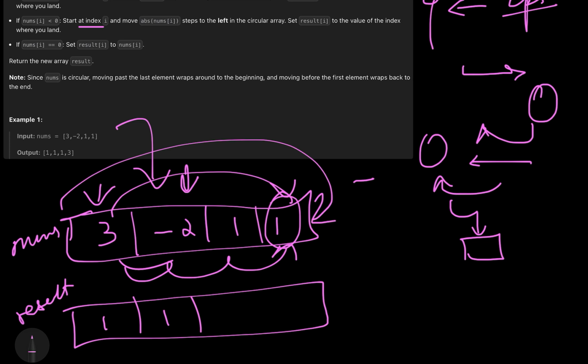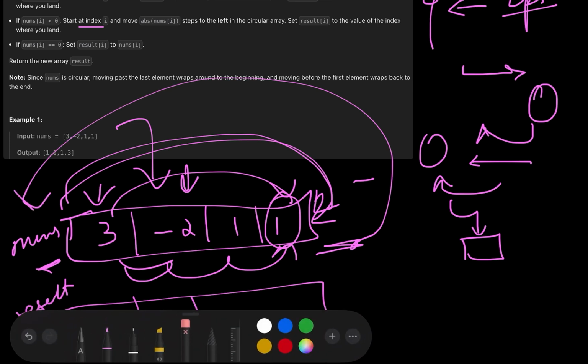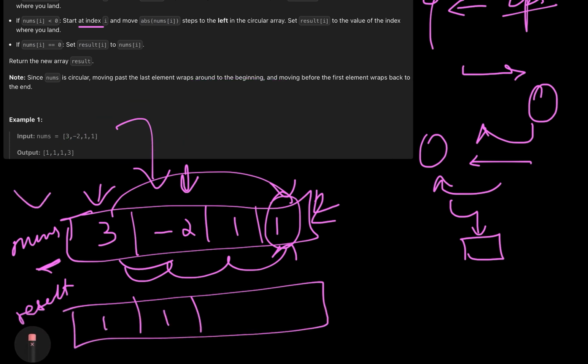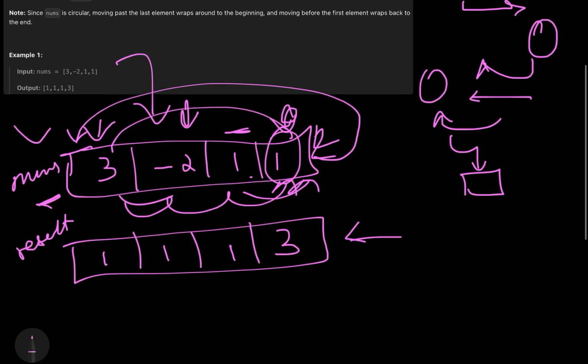Because it is a circular movement, if here we don't have any, we'll come back to here. And if we don't have any here, then we'll go back to here. Do you understand? Then what else? Here we have 1, then we'll move one step towards the right, and here also one step towards the right will bring us to 3. This would be our final result array.